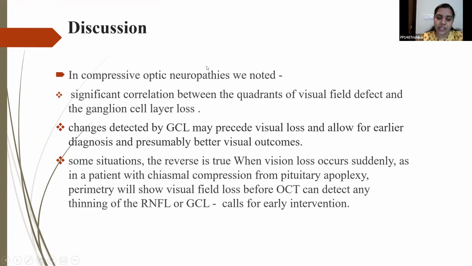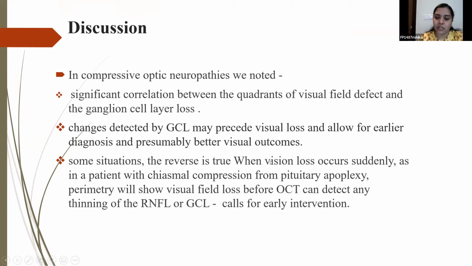So in discussion, we noted three things in compressive chiasmal lesions. There is a significant correlation between the field defect change and ganglion cell layer loss. There could be a scenario where there are changes detected by GCL, which could precede visual field loss, contributing to an earlier diagnosis and presumably a better visual outcome. The corollary is also true.